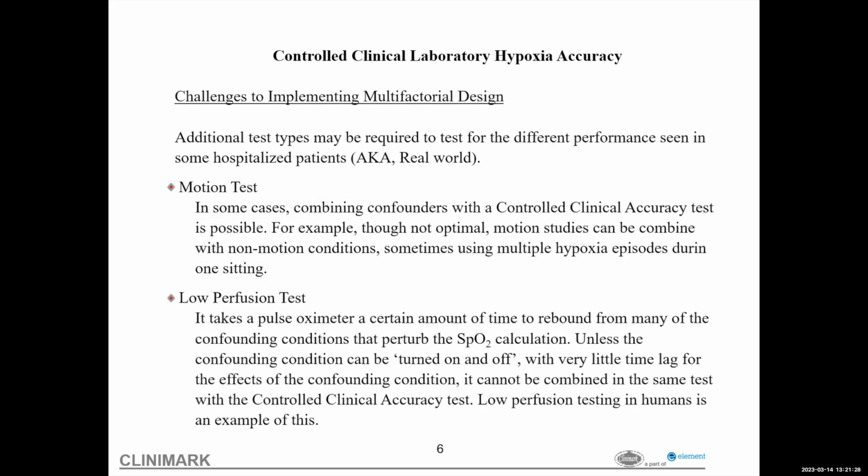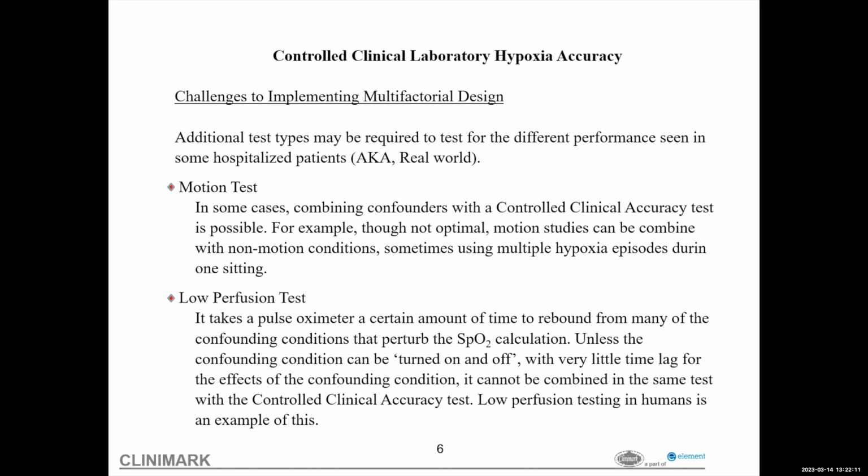So there are challenges to implementing a multifactorial design in this, and maybe John Feiner can talk a little bit more detail about this if he has time. But basically, multifactorial design enables you to put many different parameters or influencers into a study. And you can tease out the various influences. So motion is an example of this. So we do motion studies, and you can combine it with an accuracy hypoxia trial at the same time. But they have to be different hands.